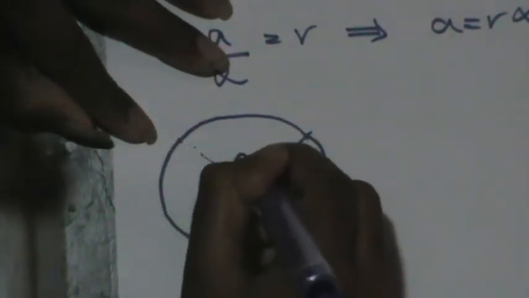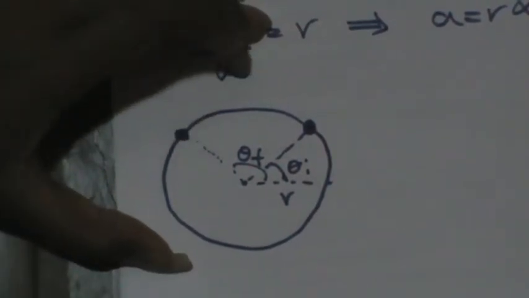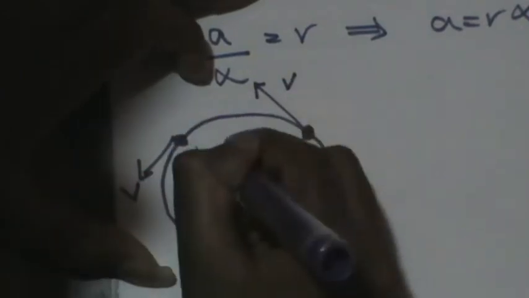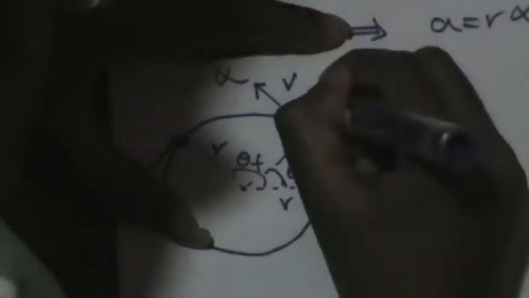This is theta f. Now the velocity of an object in rotational motion, the translational velocity, is always perpendicular to the radius. So we'll call that the tangential velocity because it's perpendicular. This is V, and this is R. Right? Alright? So this is omega.